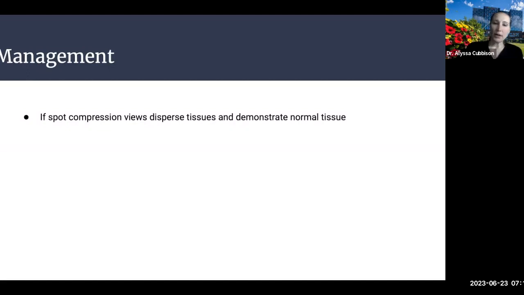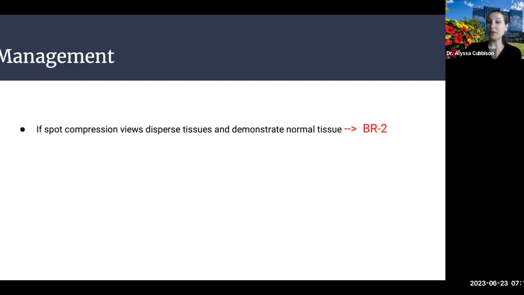So if spot compression views were found to disperse the asymmetry, I showed you those spot compression views, and one of the intentions of them is to disperse those tissues. If we find that the asymmetry just represented breast tissue, it really dispersed on the spot compression views, then we will just give them a BI-RADS 1 or BI-RADS 2, meaning it's normal benign tissue. It was just normal, and they can return for their screening exam.